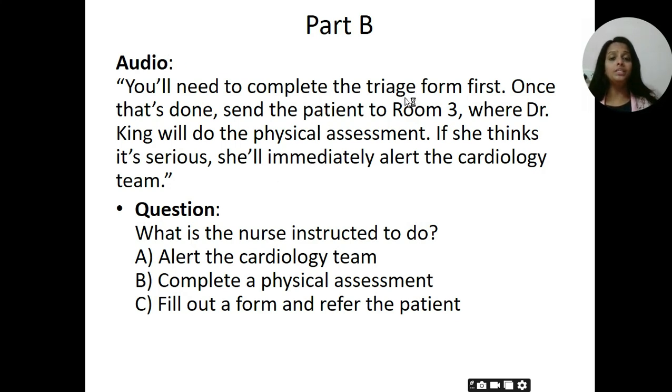You'll need to complete the triage form first. Once that's done, send the patient to room 3, where Dr. King will do the physical assessment. If she thinks it's serious, she'll immediately alert the cardiology team.